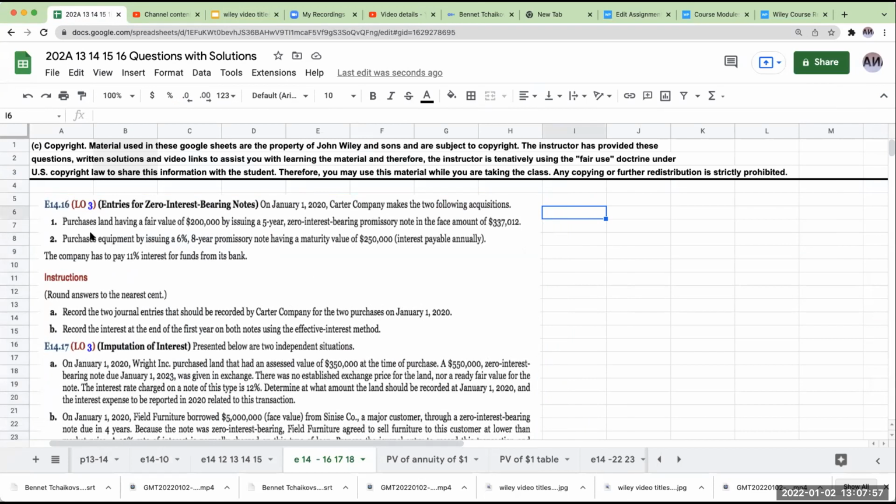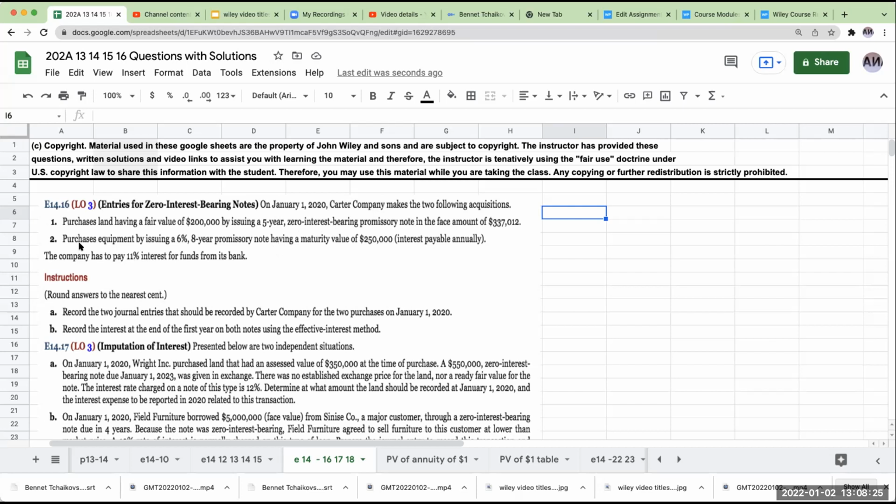But number 1: I purchased land having a fair value of $200,000 by issuing a 5-year zero interest bearing promissory note in the face amount of $337,012. We'll deal with that. That's pretty easy, because as we know, zero interest, we can't use that. We have to discount that back and then go from there.